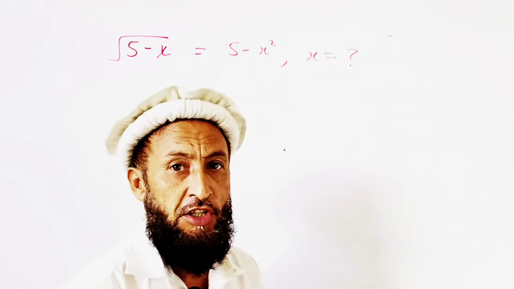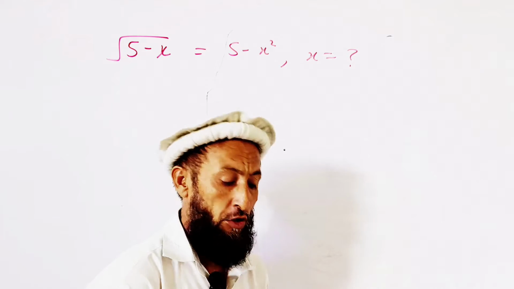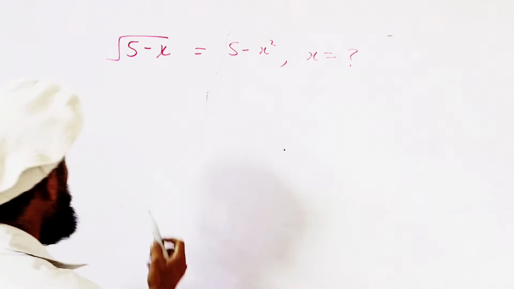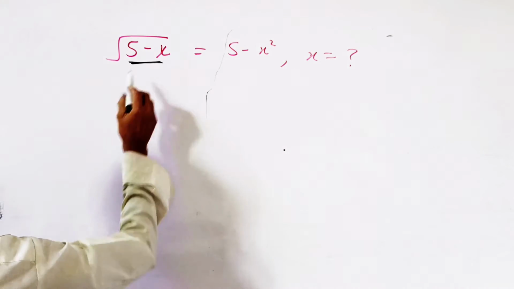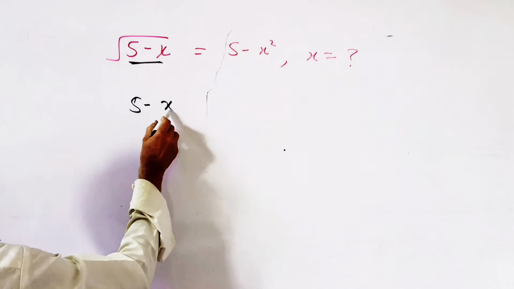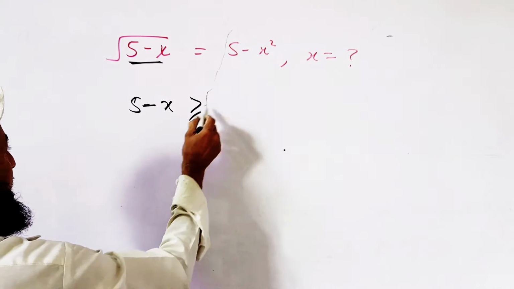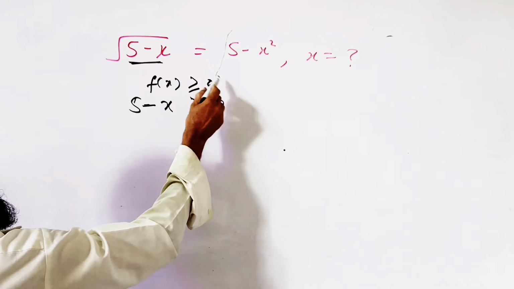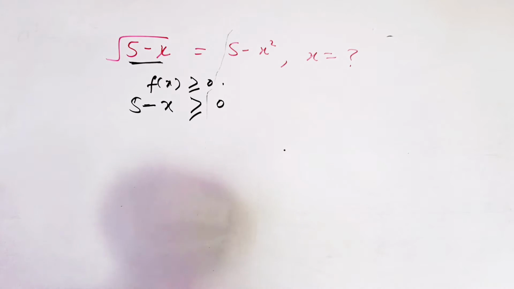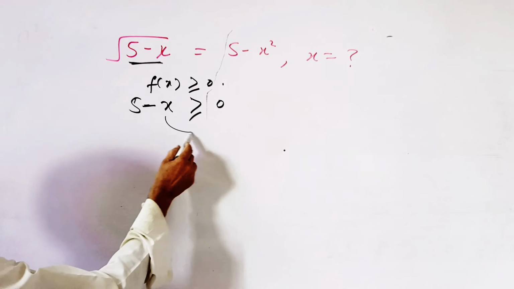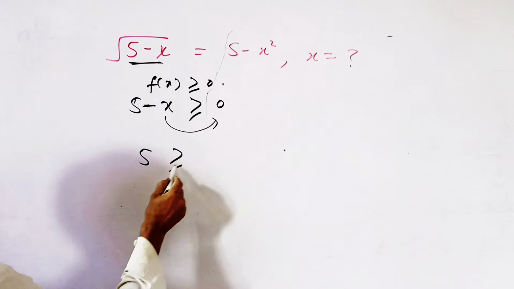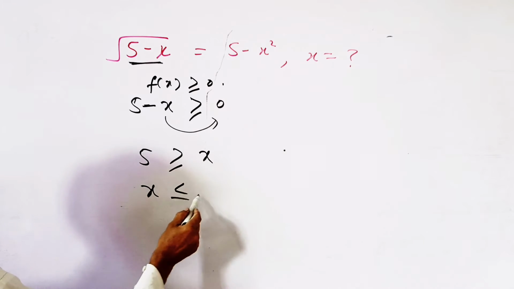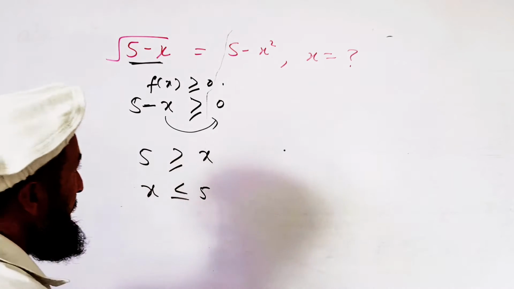We are using the necessary condition for the equation to be valid. The expression 5 minus x is under the root, so 5 minus x must be greater than or equal to 0, according to the definition that f of x must be greater than or equal to 0. So 5 is greater than or equal to x, and we can write x less than or equal to 5.